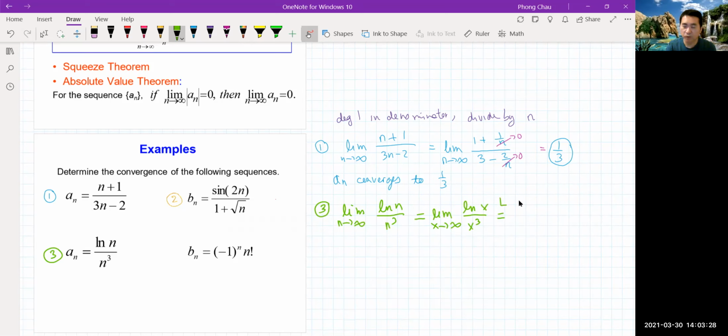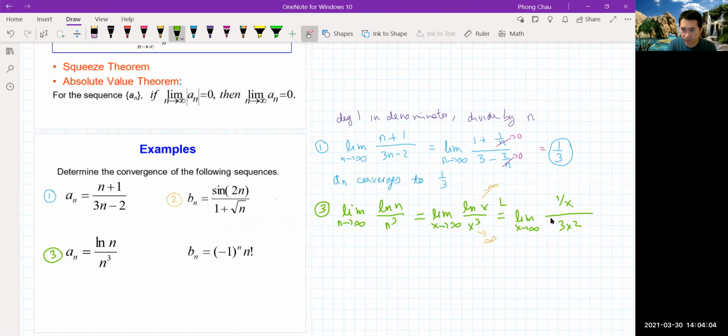Now, when I switch to the function point of view, the reason we do that is because we can apply the L'Hopital rule. Remember, the L'Hopital rule says if, when x goes to infinity, the natural log goes to infinity, and the denominator x cubed goes to infinity, you can use the L'Hopital rule by taking the derivative of the top and the bottom simultaneously. So what's the derivative of natural log of x? 1 over x. What's the derivative of x cubed? 3x squared, right?